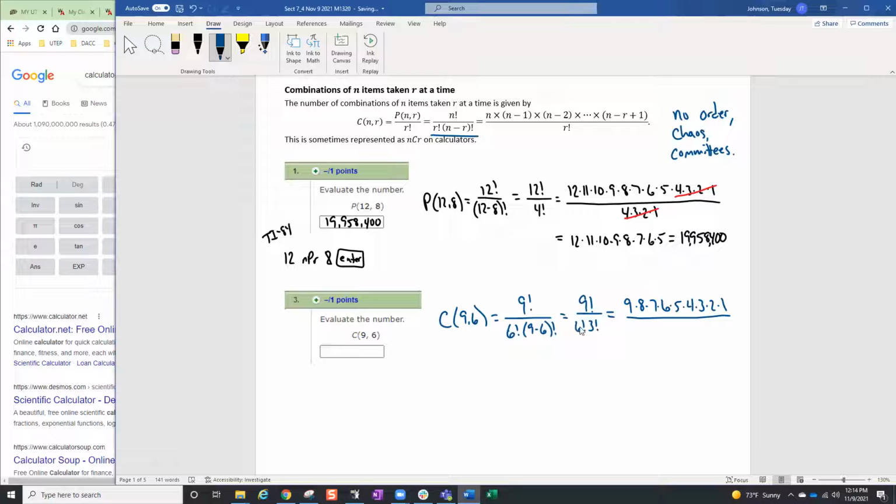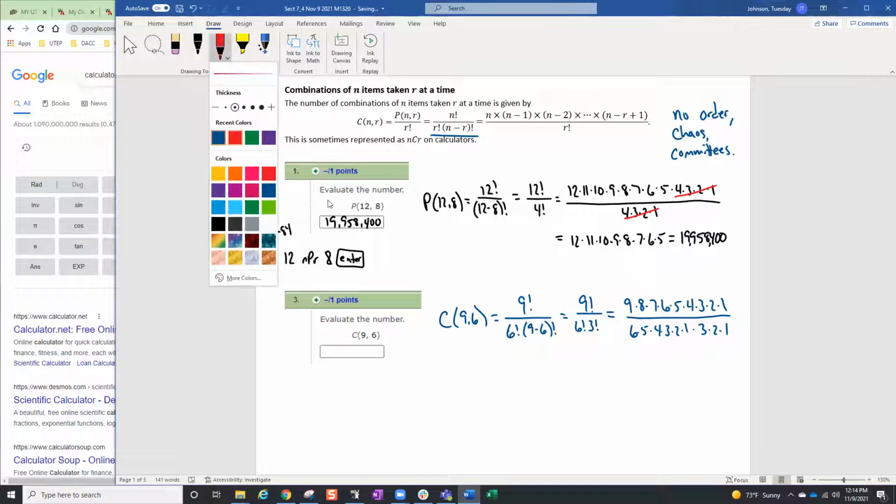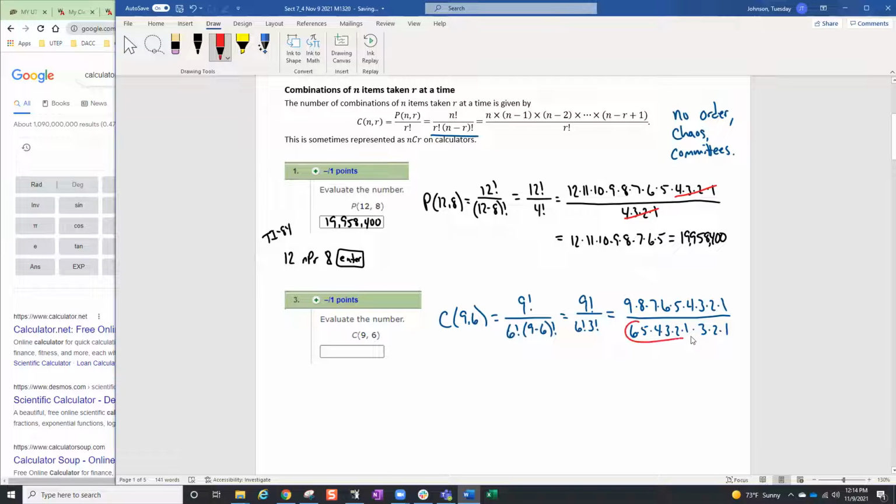9 factorial, 6 factorial times 3 factorial. And check out what happens here. I'm going to take this big one, 6, 5, 4, 3, 2, 1, and I'm going to cancel it with this 6, 5, 4, 3, 2, 1. Right? Numerator to denominator, we could cancel that.